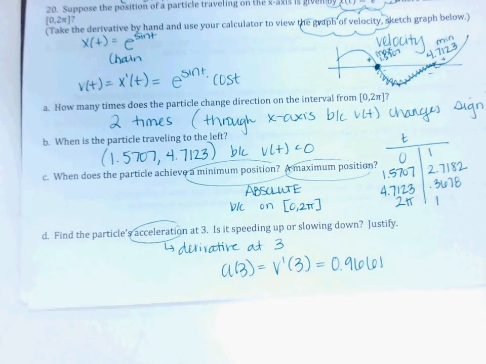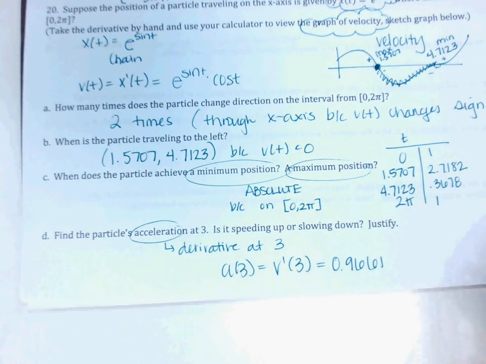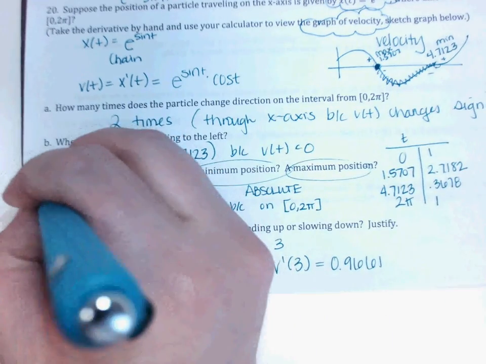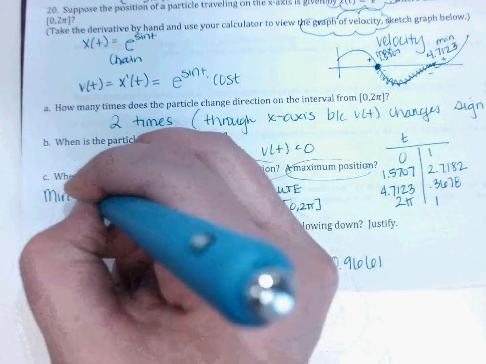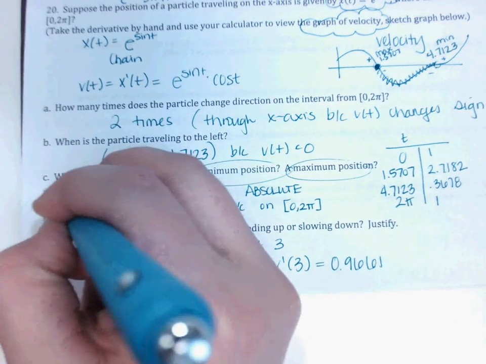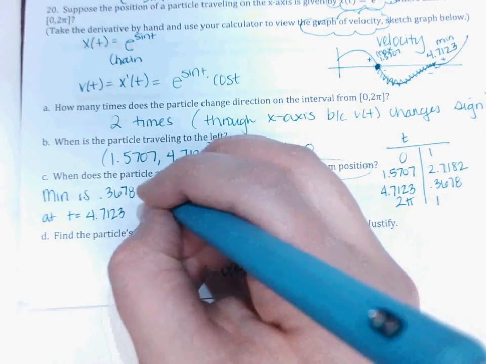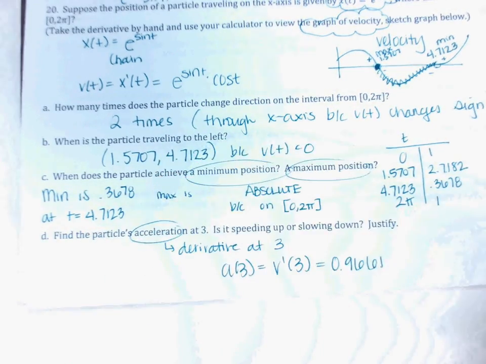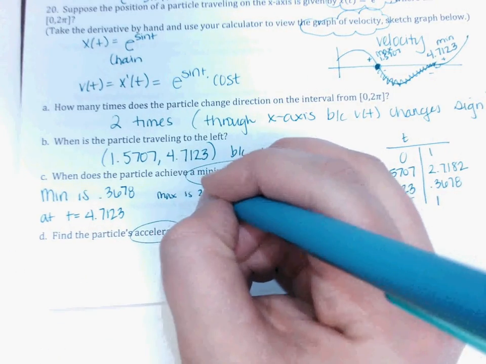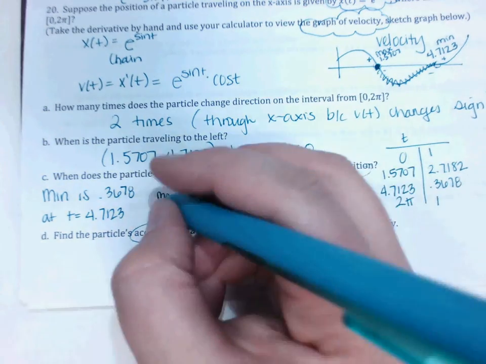Now, look at the question. It says, when does it have a min and max? So I would say my absolute max occurs at 2.7. It occurs at time 1.5707 seconds. So min is 0.3678 at t equals 4.7123. Max is 2.7182. It occurs at t equals 1.5707.